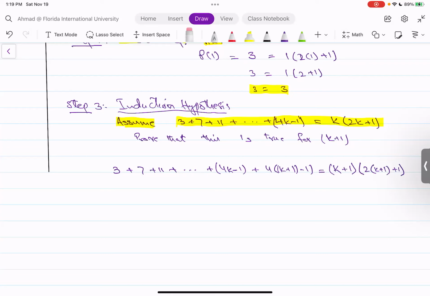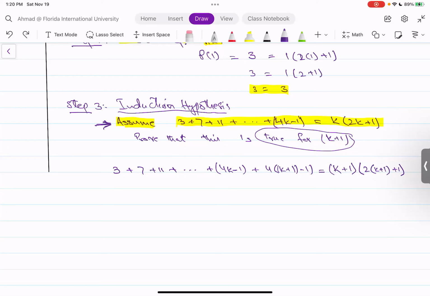So once again, this is my induction hypothesis, that it is true for the kth value. And now I have to prove that it is true for the k plus 1 value. In order to prove that, I have added the k plus 1 term, which is this one. On the left hand side, we have added the next term, and on the right hand side, we replaced k with k plus 1. Now we have to simply do some algebra to prove it.